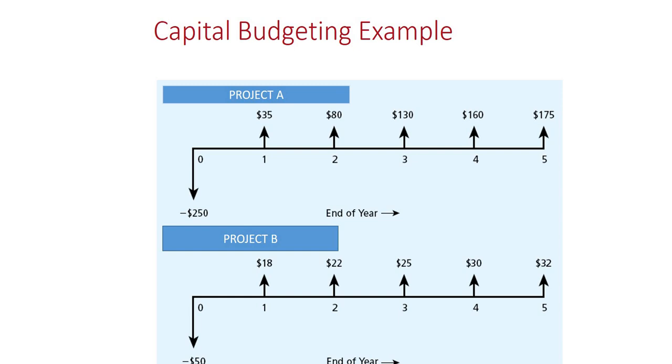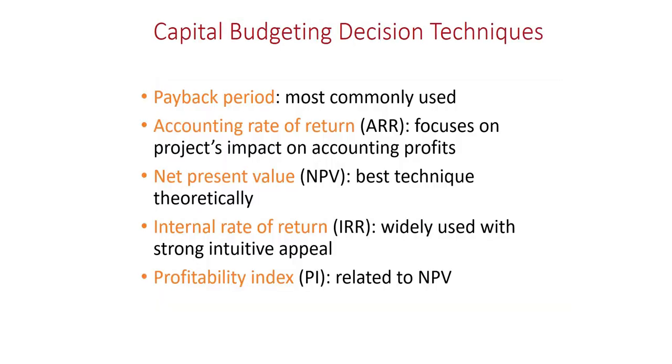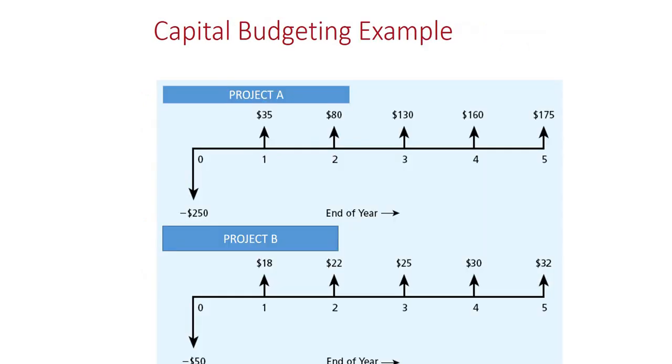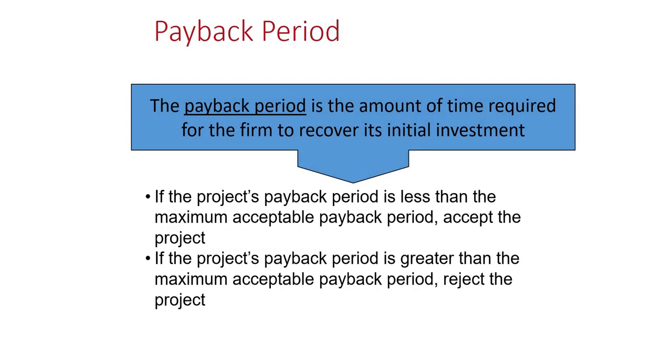And in the first year, it will generate net cash flows of $35. Second year, $80. Third year, $130, as shown on the table there. And then the second project has those cash flows which are there. So we want to look at all those methods: payback period, accounting rate of return, NPV, internal rate of return, and profitability index as they relate to these projects.